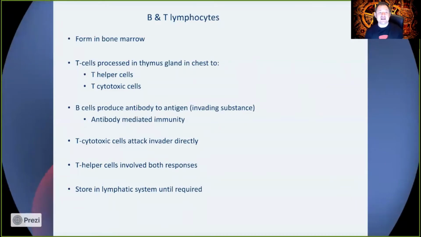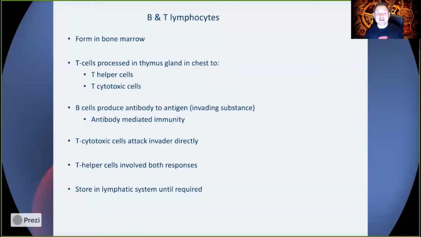So B and T lymphocytes, both made in the bone marrow, but the T cells are then processed in the thymus gland to make the helper T cells and the cytotoxic T cells. B cells produce antibody to antigen. By the way, the B just stands for bone. And they will basically release the antibodies into the bloodstream to find and stick to any antigen on any microbes and mark it for destruction.